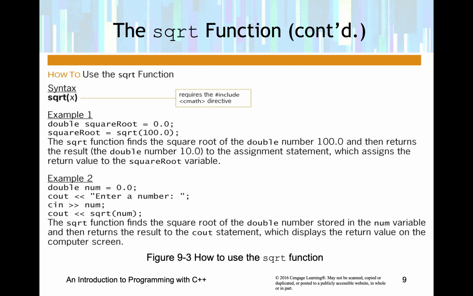So for example, if we pass it 100.0, it returns back a 10, because 10 times 10 is 100. And that 10 that it returns in this example gets assigned to this variable. So we define a square root variable, and square root equals sqrt of 100. The square root then becomes 10. Here we ask the user to enter a number. They can enter any number. Num is defined as a double, and then this will cout, or output, the square root of that number.